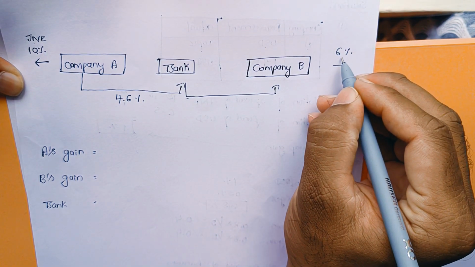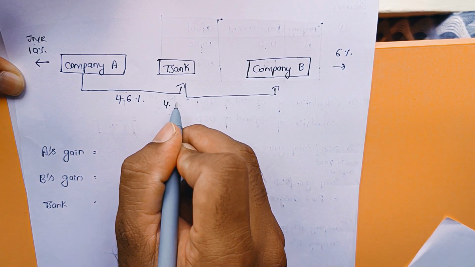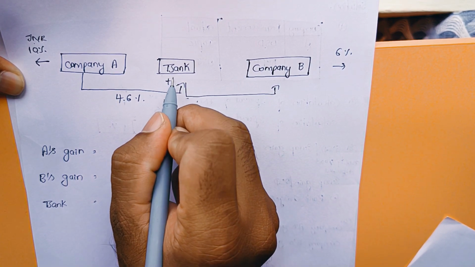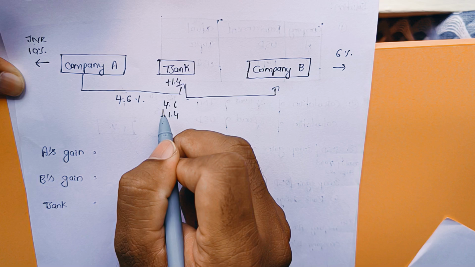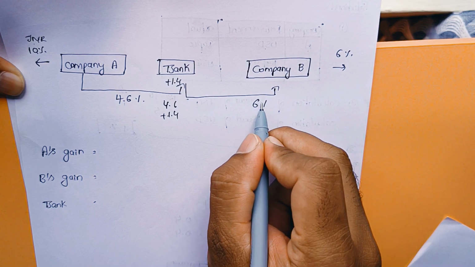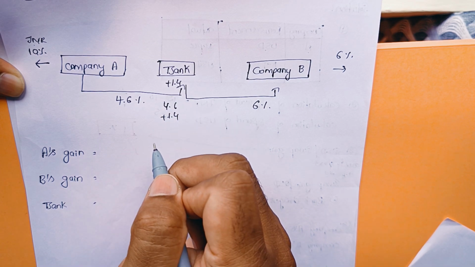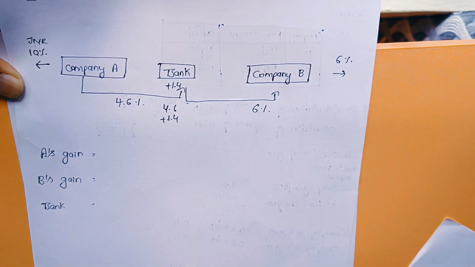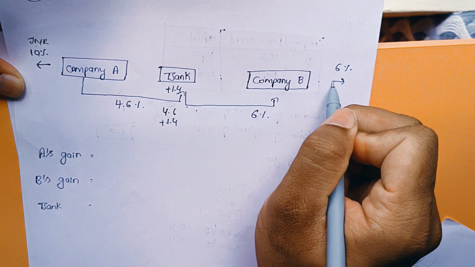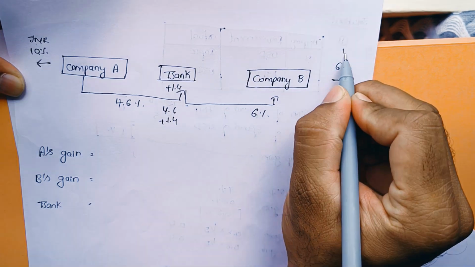Company B is paying 6%, but A is giving only 4.6%. What does the bank have to add? 4.6 plus, how much? 1.4. The bank has to add 1.4, which brings it to 6. Why is the bank adding 1.4? Because B has to pay 6, but A is giving only 4.6. The bank adds 1.4 and sends it to company B. Now company B got 6%.